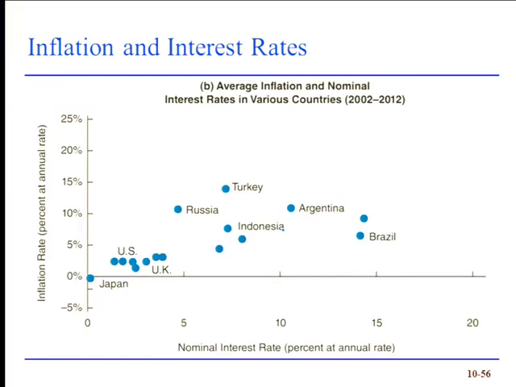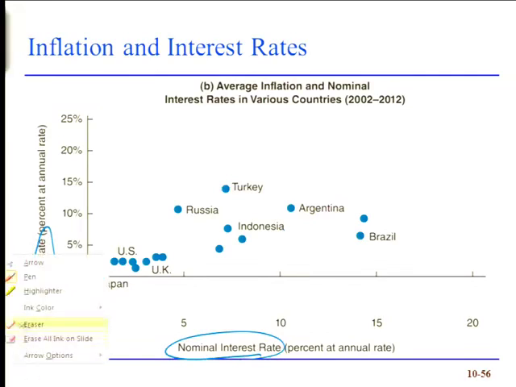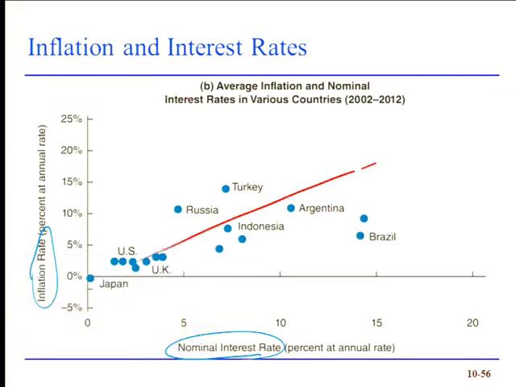Again, here's another chart that shows the nominal interest rate and the inflation rate. And what do we see? Again, another strong positive relationship. Yeah, there are a few outliers down here, but by and large, that relationship does hold.